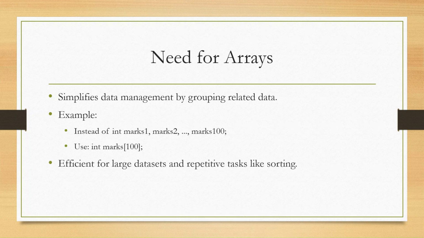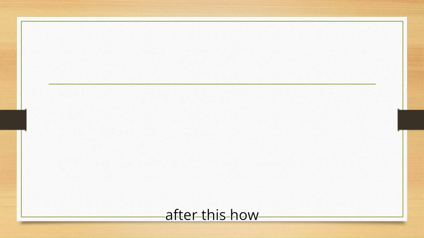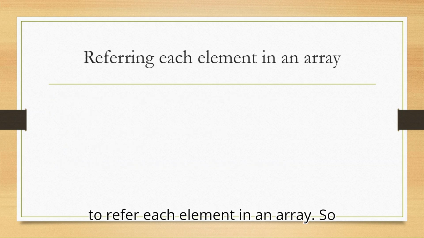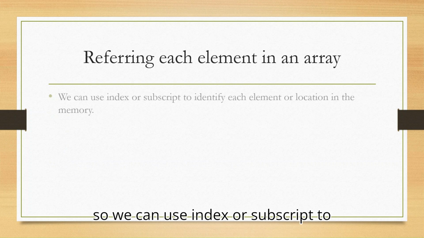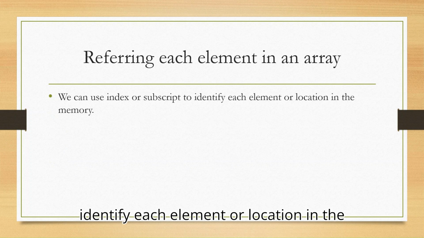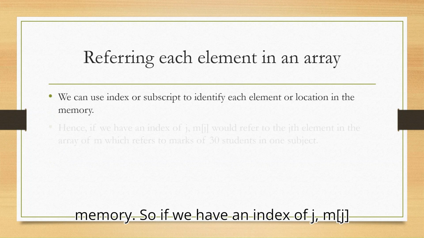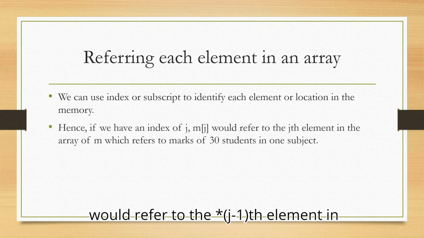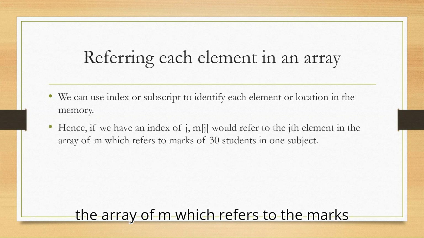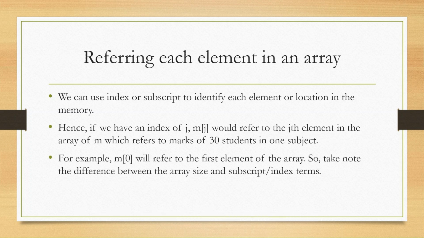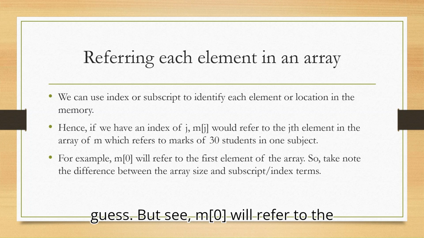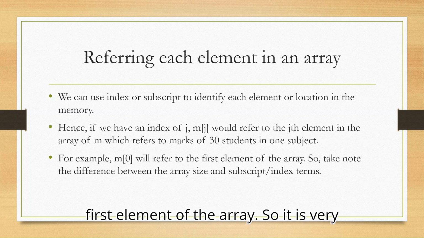Now, after this, how to refer to each element in an array. Earlier I had mentioned the concept of indexing. We can use an index or subscript to identify each element or location in the memory. So if we have an index of j, m[j] would refer to the jth element in the array m, which refers to the marks of 30 students in one subject. Like I told you earlier, m[j] would refer to the (j+1)th element. That's a mistake, I guess, but see, m[0] will refer to the first element of the array.